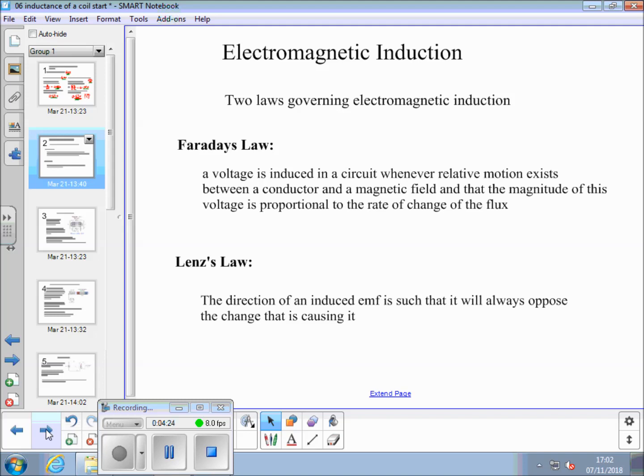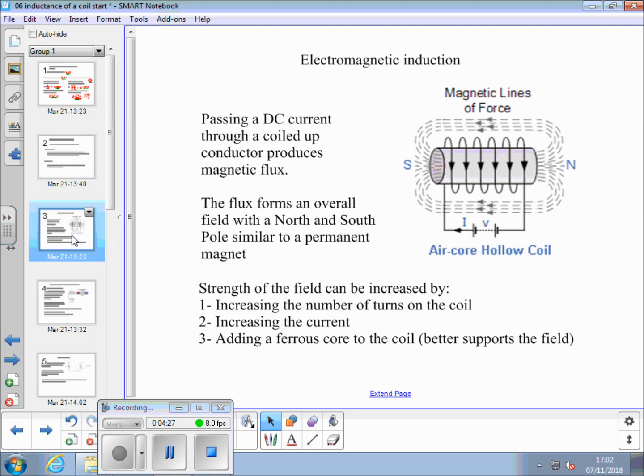On the next slide, if we pass a DC current through a coil, it produces a magnetic flux that looks like what you would get from a bar magnet and iron filings, which you must remember from school. It will have a north pole and a south pole depending on the direction of current. If we reverse the current direction, the north will go on the left-hand end and the south on the right-hand end. The flux forms an overall field with a north and south pole similar to a permanent magnet.